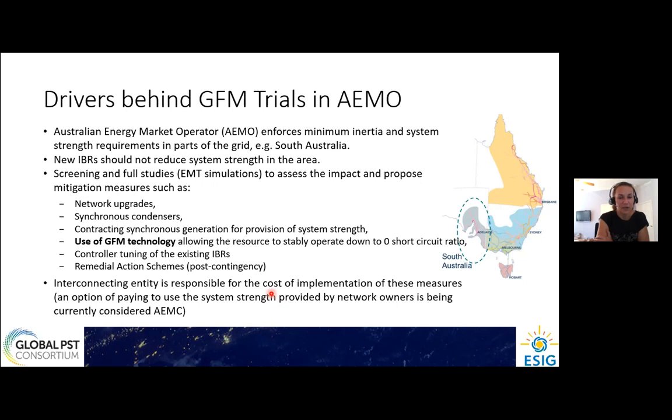And so there is a new option right now being considered by the Australian Energy Market Commission, where a transmission network owner could come up with solutions to improve grid strength, and then inverter-based resources in the area, depending on the impact on grid strength, would pay for this service to the transmission provider. And so that would probably ensure more optimal placement of the sources of grid strength in the area.